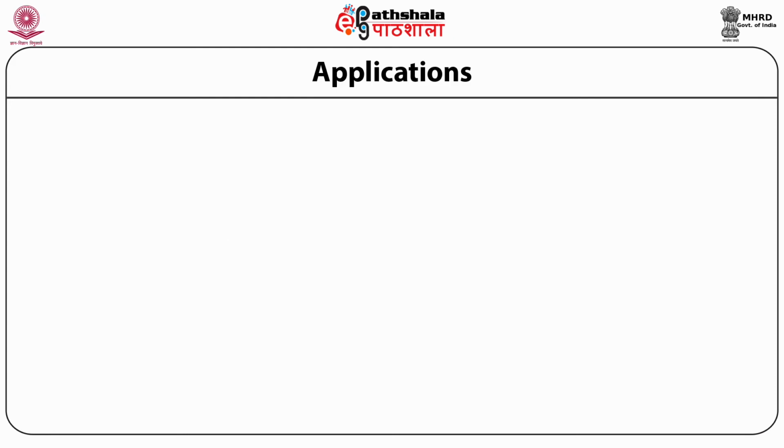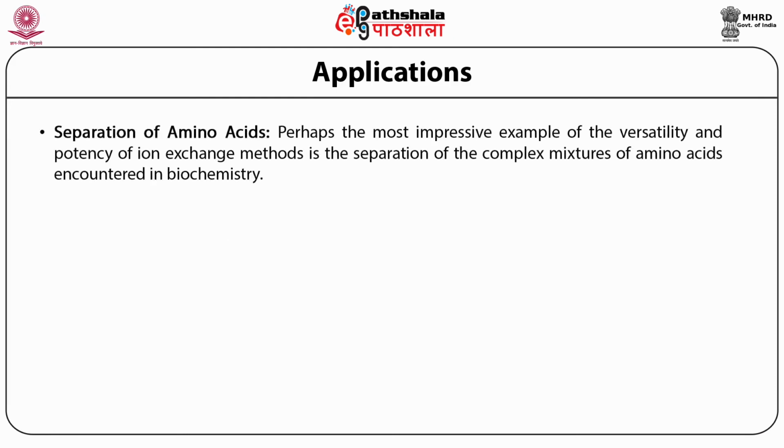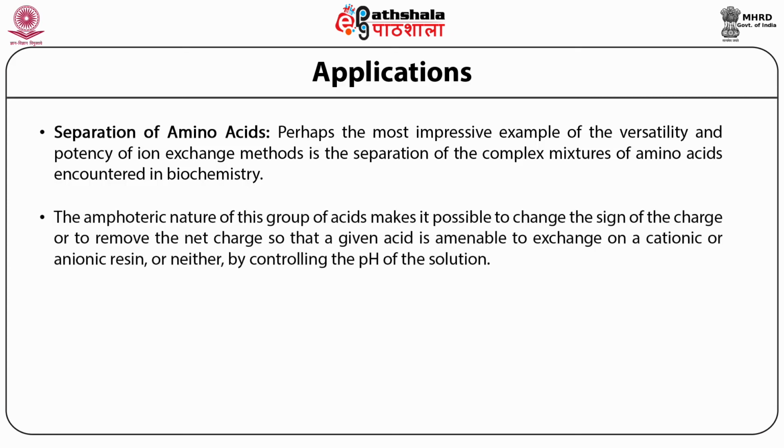Another application is the separation of amino acids. The most impressive example of the versatility and potency of an ion exchange method is the separation of the complex mixtures of amino acids encountered in biochemistry. The amphoteric nature of this group of acids makes it possible to change the sign of the charge or to remove the net charge so that a given acid is amenable to exchange on a cationic or anionic resin or neither, by controlling the pH of the solution.